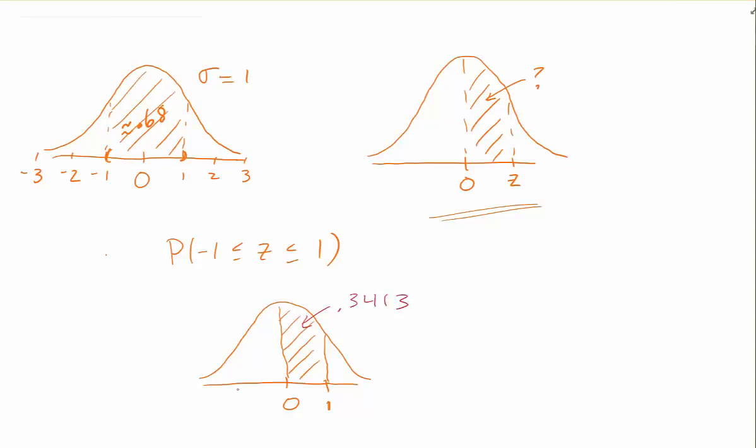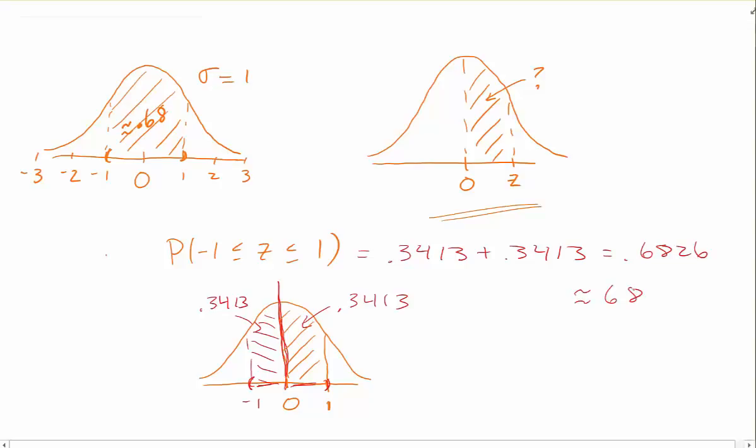So going back here, this area is 0.3413. But I want the probability of being within 1 standard deviation, so I want to include also this area to the left. Now, because the distribution is symmetric, in other words, the right side and the left side are mirror images of one another, I can see that going an equal distance on each side would yield the same area. So the probability of being within 1 standard deviation of the mean, I would add these two together and get 0.6826, or approximately 68% of the data.